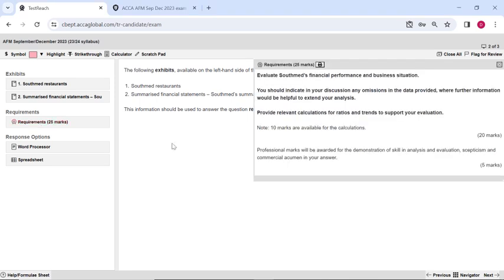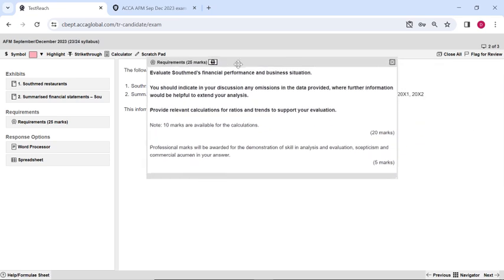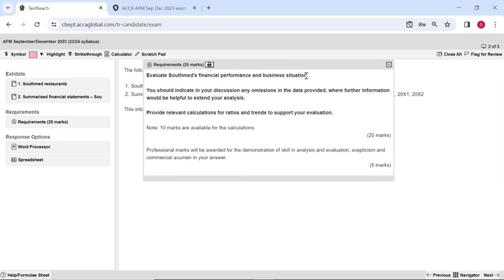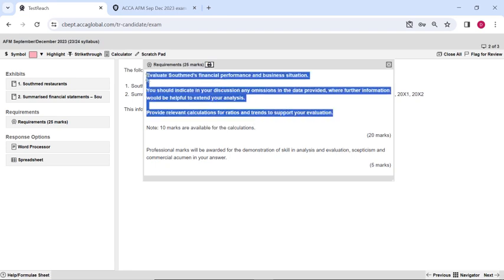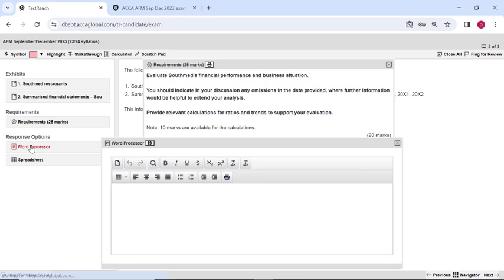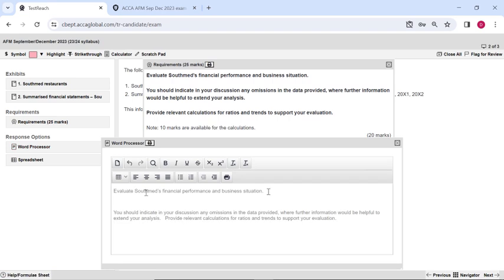It's a question where you're being asked to evaluate financial performance and a company's business situation, and to discuss any omissions in the data provided. 10 of the marks are available for calculations. So these headings would be quite sensible to put into your word processor to make sure that when you write out your answer, you pick up these omissions.